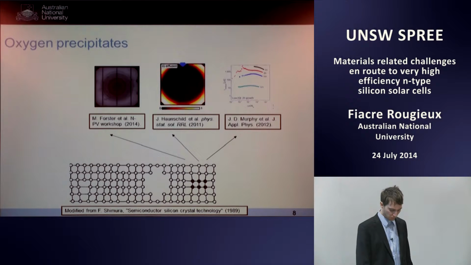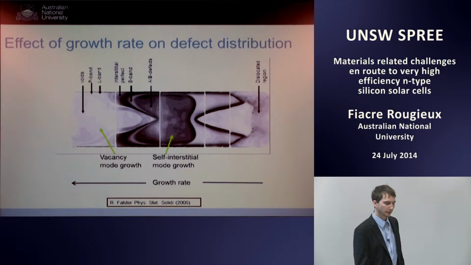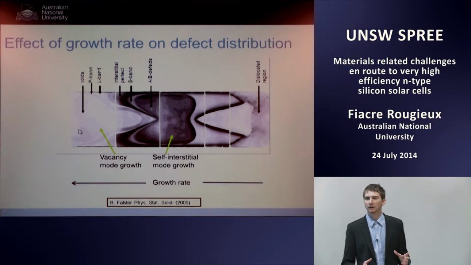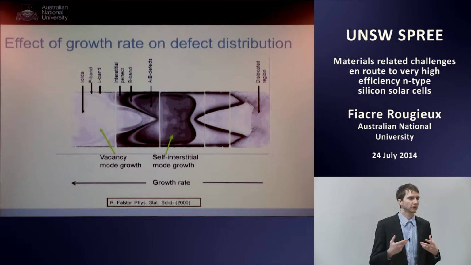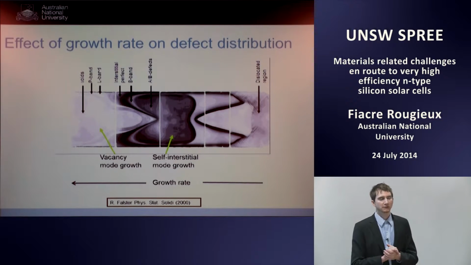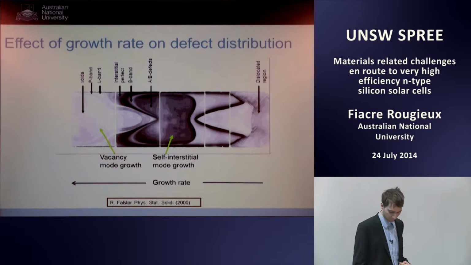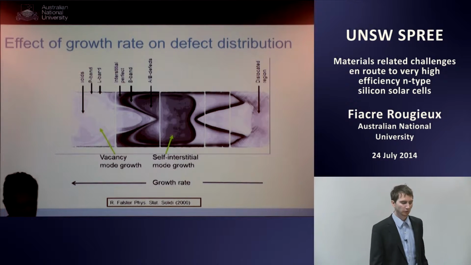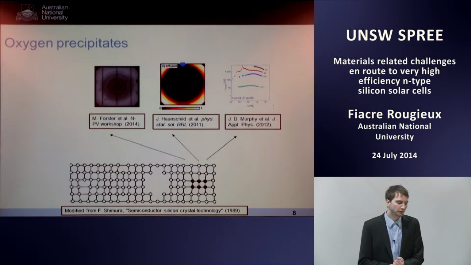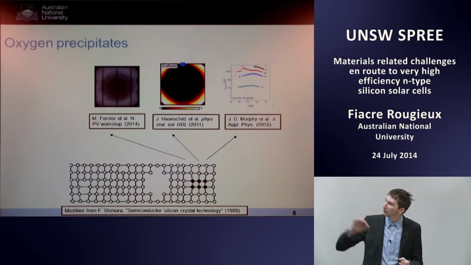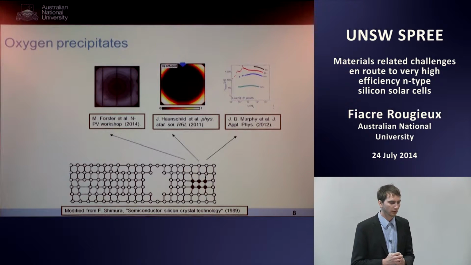So let's talk about oxygen precipitates. As I said, when we're in this vacancy-rich region, we have a lot of vacancies, and vacancies enhance the diffusivity of oxygen. So it enhances the oxygen precipitation. And oxygen precipitates can be recombination active themselves. And that's what you see here. In this picture, you can see on the left a solar cell that's been processed, and it shows this ring-like structure with the center of the wafer that's got a lower lifetime in this PL image.